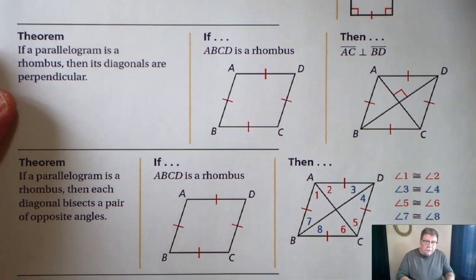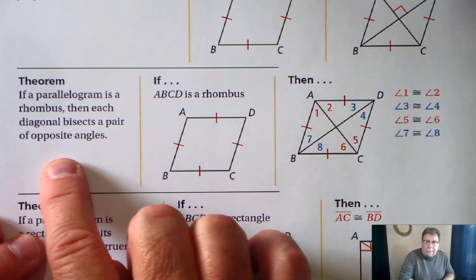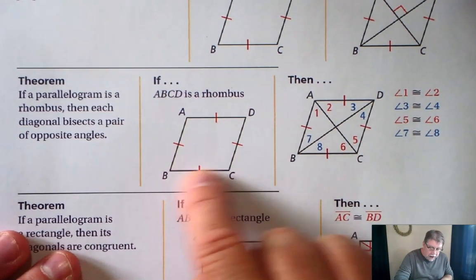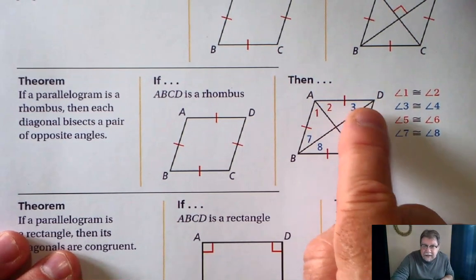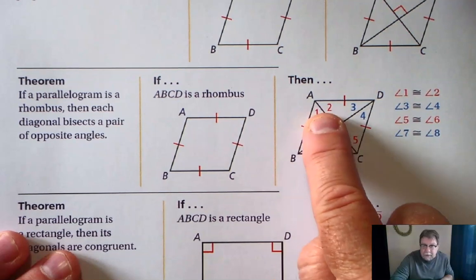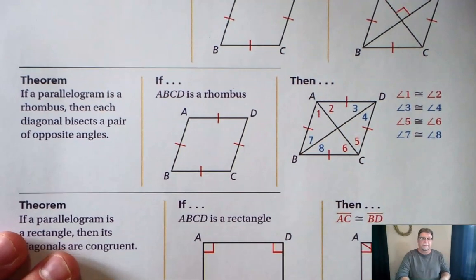If a parallelogram is a rhombus, then each diagonal bisects a pair of opposite angles. So that's another property of rhombuses. If we have a rhombus, then each diagonal will bisect each of the angles of that rhombus. So angle 1 and angle 2 are congruent, 3 and 4 congruent, 5 and 6, 7 and 8 all congruent.